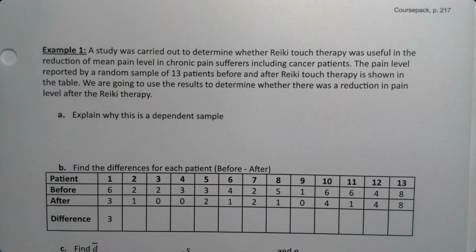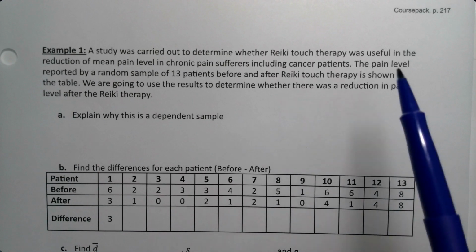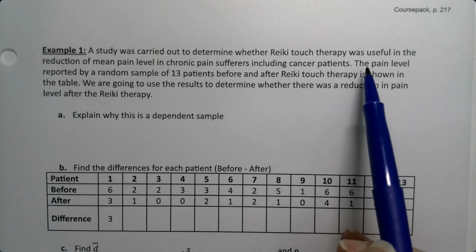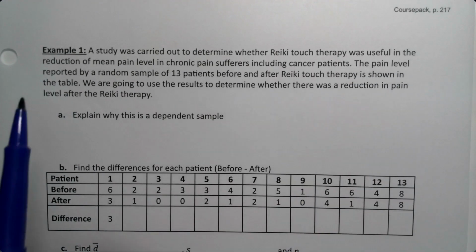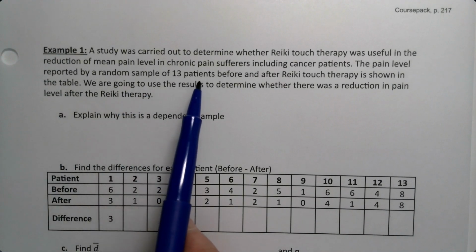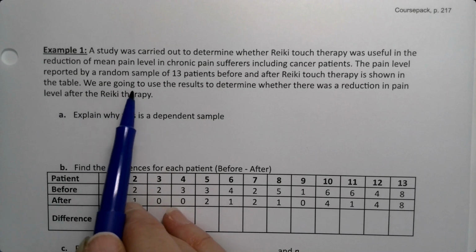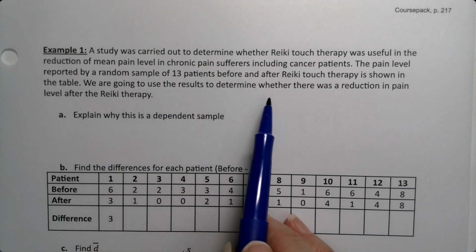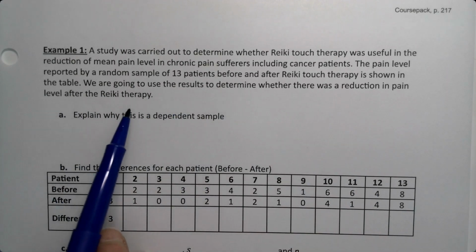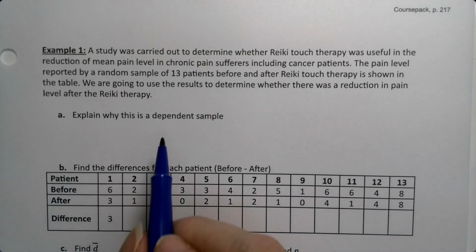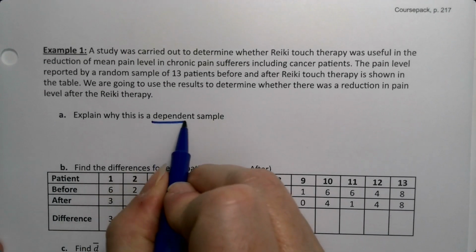This is a real study. It's quite old, but it was actually done. I remember that. I've read about it in textbooks. So the pain level reported by a random sample of 13 patients before and after Reiki touch therapy is shown in the table. We are going to use the results to determine whether there was a reduction in pain level after the Reiki therapy. Okay, so first off, explain why this is a dependent sample.